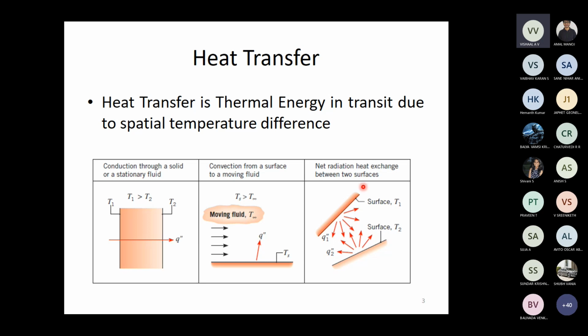So if surface T1 is hotter than T2, then the radiation emitted by T1 is greater than that emitted by T2. Therefore, we have to subtract one from the other to evaluate the net radiation. So that is what needs to be done for radiation concepts.